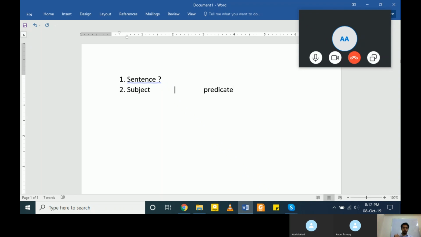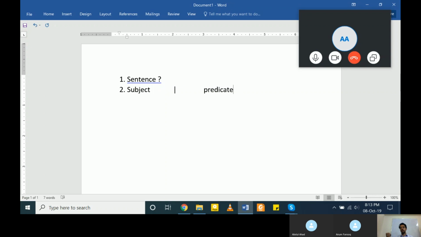Absolutely. Now, listen to this short definition. The part which names the person or thing we are speaking about is called subject. Alright, the part or thing about which we are speaking is called the subject. Now, what is a predicate? Predicate is the part of the sentence which tells something about the subject.